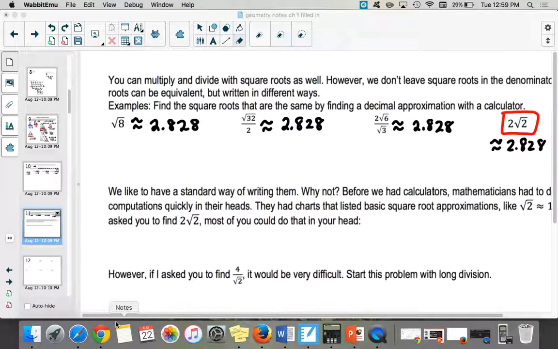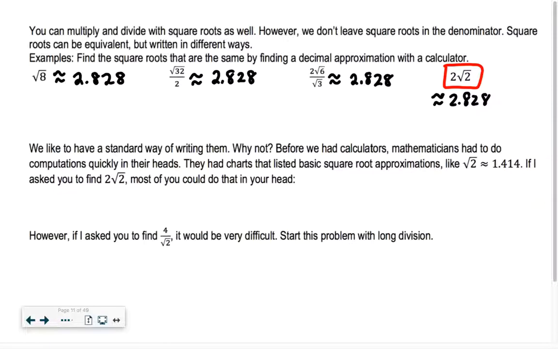All right, so it says we like to have a standard way of writing these square roots, so why not? Before we had calculators, mathematicians had to do a lot of things quickly in their heads. So there was a chart, like a square root chart, that listed some basic square roots. So it gave things like square root of 2 is approximately 1.414. That's a number that I know off the top of my head. Did anybody know what square root of 2 was in this class? Did you know it was around 1.414? No. It's a little bit more than 1, a little bit smaller than 2, right? So if I asked you to find 2 root 2, would you guys be able to find 2 times 1.414? Could you guys all do that in your head? Double 1.414.